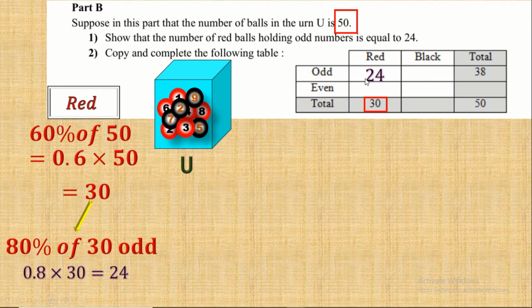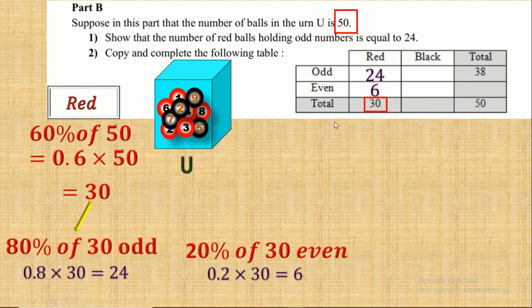If 24 of them carry odd numbers, then the remaining 6 will carry even numbers. Also, if we think about it, 20% of the red balls, so 20% of 30 carry even numbers, so it's 0.2 times 30, which gives us 6.